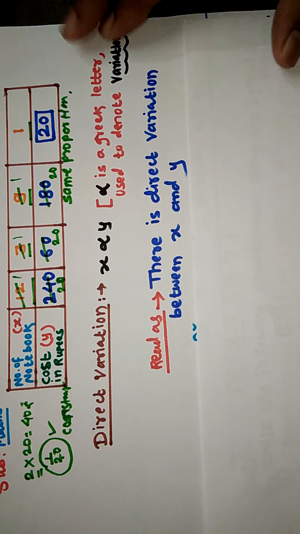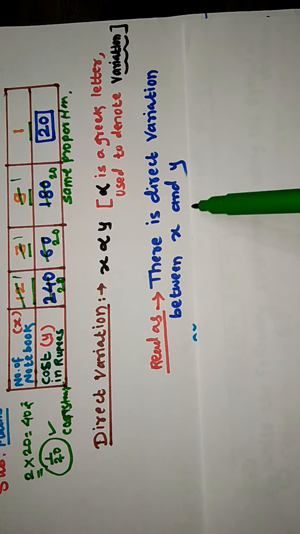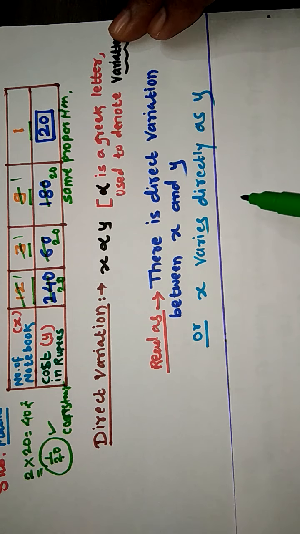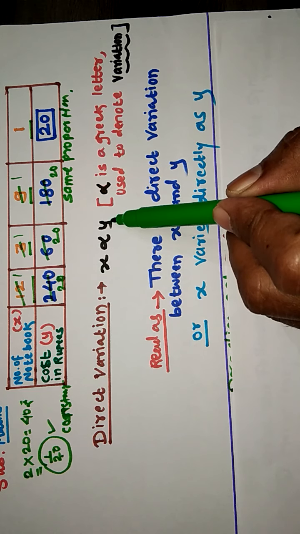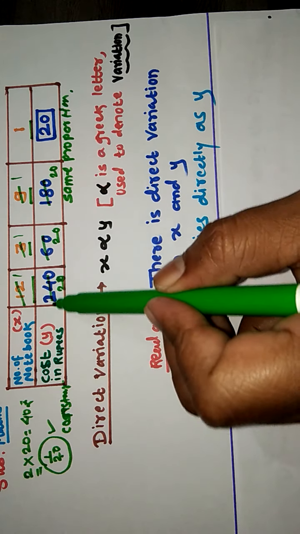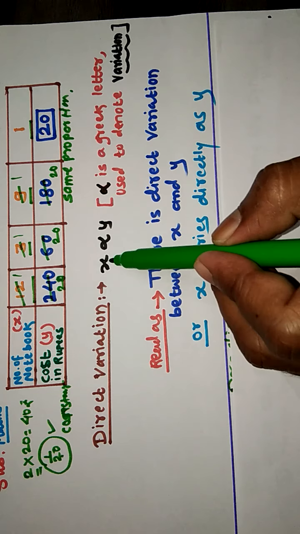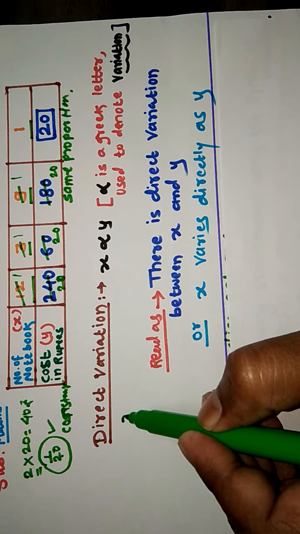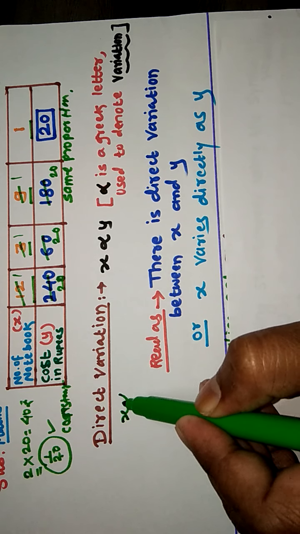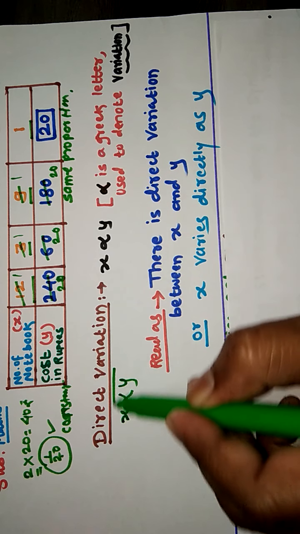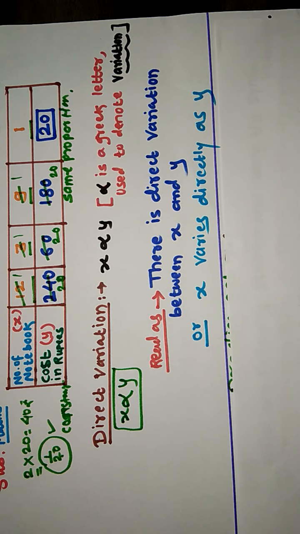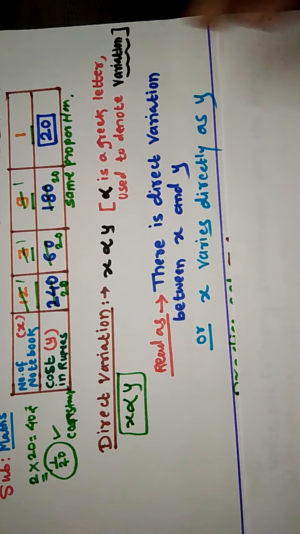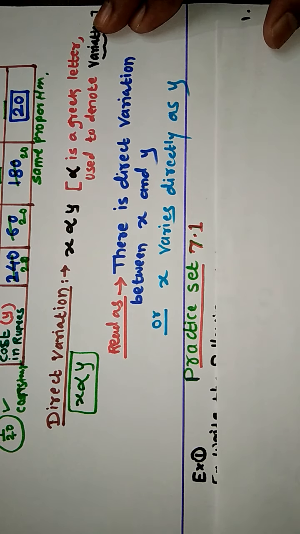How can we read this? There is direct variation between x and y, or we also read it as x varies as y, which means as x increases, y also increases. It is denoted as x directly varies as y, which means there is direct variation between x and y. Now using this we solve practice set 7.1.